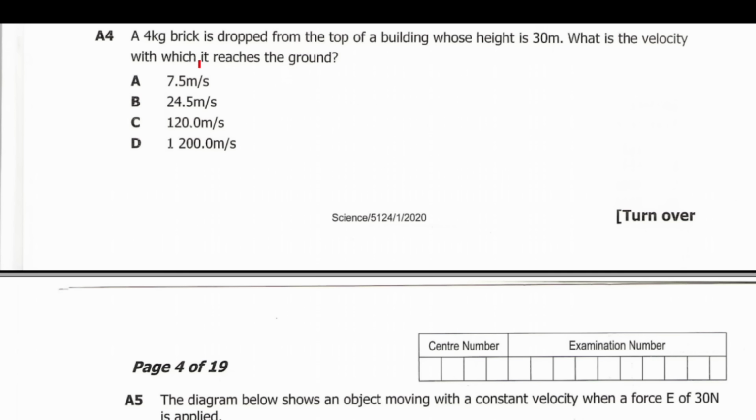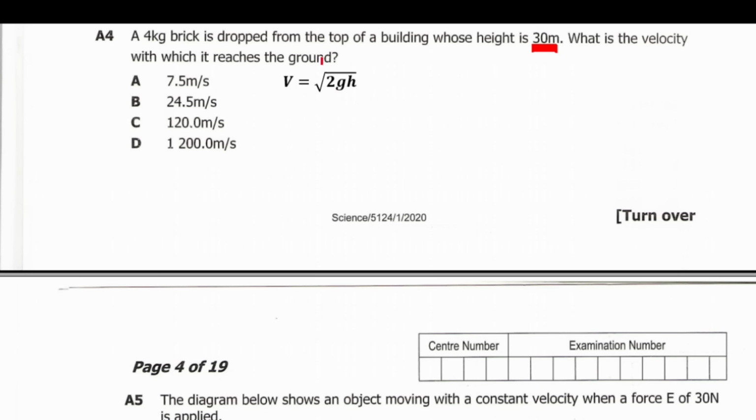So here, guys, we have a brick of 4 kilograms, which is being dropped from the top of a building whose height is 30 meters. Then they're asking us to find the velocity with which it reaches the ground. So we know that our formula is velocity is equal to the square root of 2 multiplied by acceleration due to gravity times height. And acceleration due to gravity is always given, guys. It is always 10 meters per second squared.